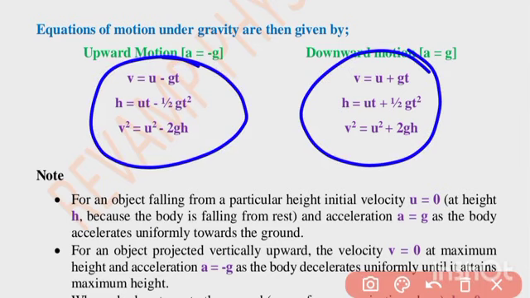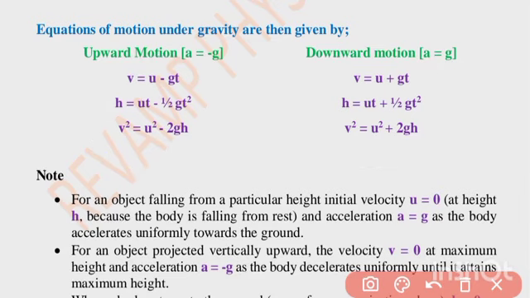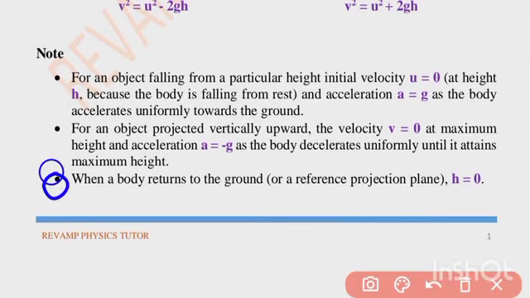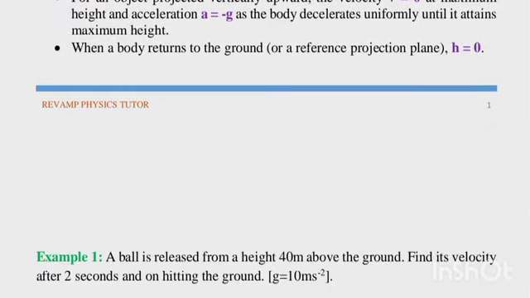So let's quickly consider how to use this one in solving some of our problems. Okay, now we have some facts here. The one we've not really talked about is the third one here, which says when a body returns to the ground or a reference projection plane, the height will be equal to 0. Every other one we've spoken about in the diagram above. Okay, we are going to see this third one in one of our examples, and we are going to emphasize further on that. Okay, now let's go to our examples.